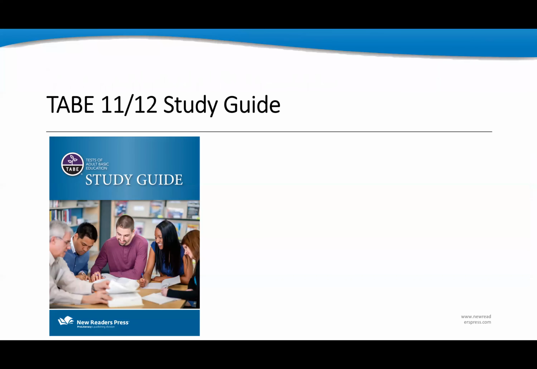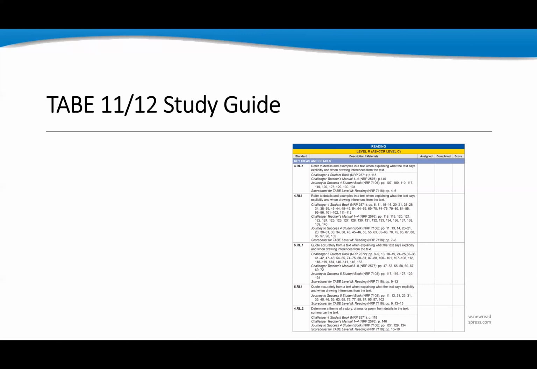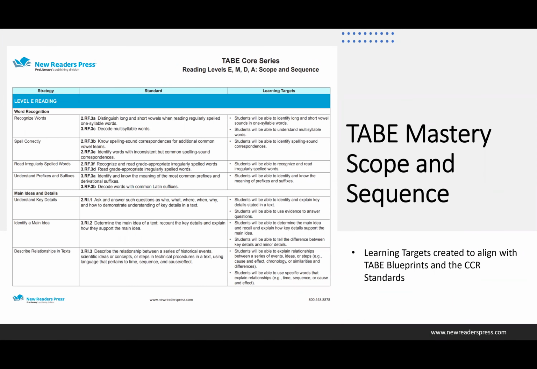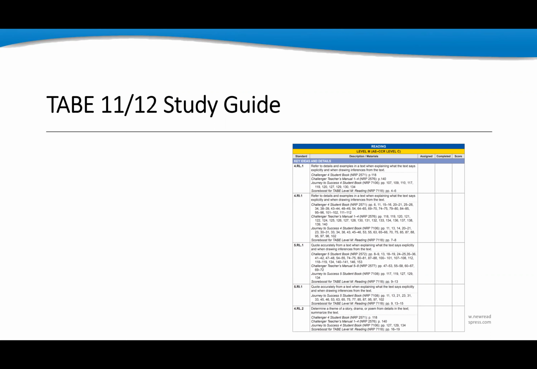I did want to make note of this study guide because we have updated it, so it does include all of the TABE Mastery series that we've released to this point. It also includes crosswalks to many of our other books like Journey to Success and Challengers. So you can target your instruction using more than just one series in here, and it will tell you which pages to go to target that particular section of the TABE that your student may need some reinforcement. And all of this can be found at www.newreaderspress.com and by clicking on the TABE 11 and 12 tab.